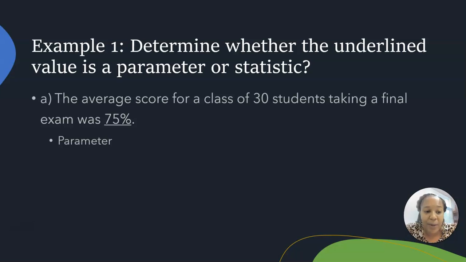If you said parameter, then you are correct. So why is this the parameter? Well, this is a class of 30. So who are you studying? You're studying a class of 30. And that's all of the students. Assume there are no students absent. That's all of the students in the class, and their final exam average was a 75. And since that represents the whole population, that would be a parameter.